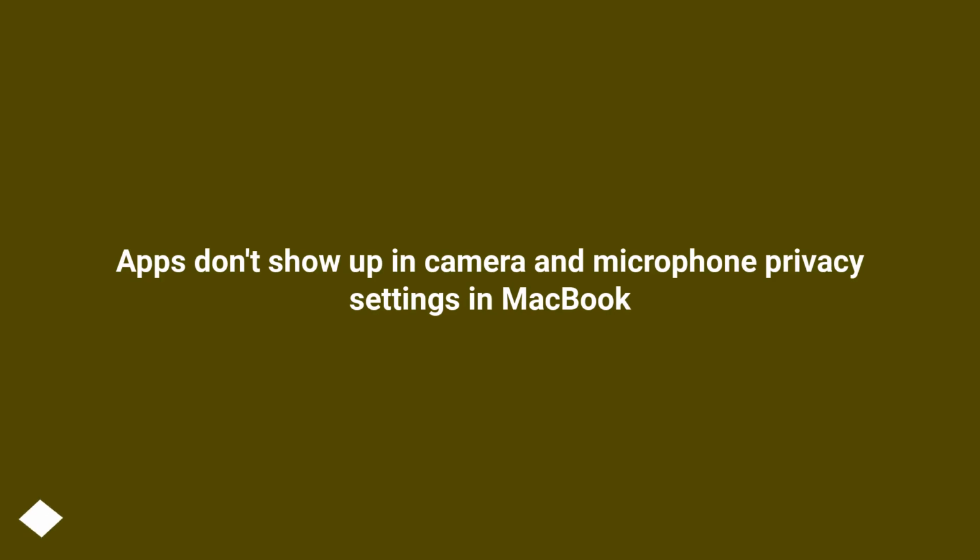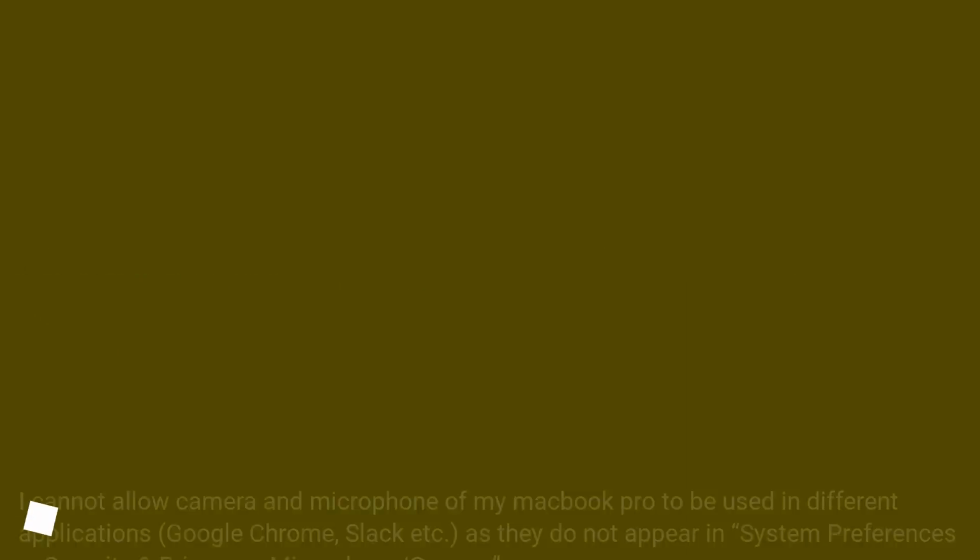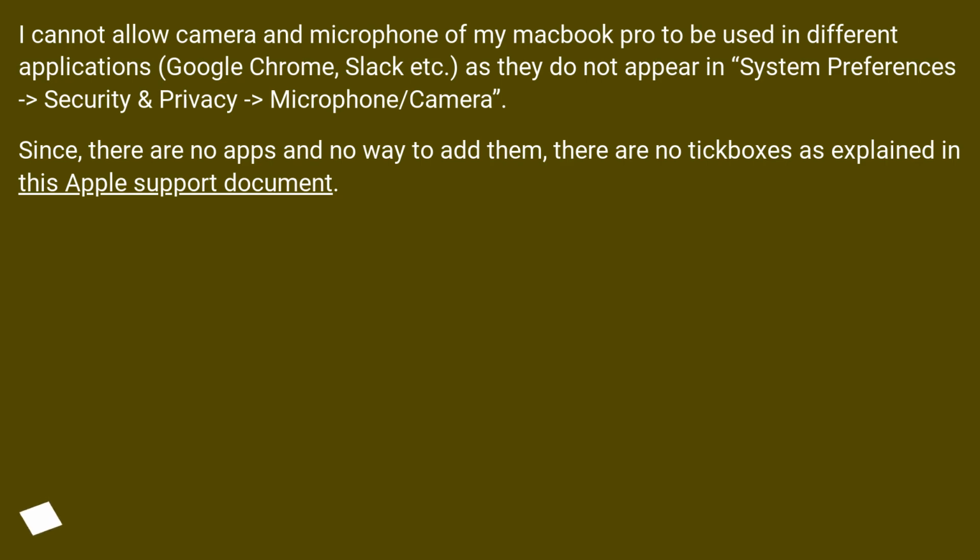Apps don't show up in camera and microphone privacy settings on MacBook. I cannot allow the camera and microphone of my MacBook Pro to be used in different applications, Google Chrome, Slack, etc., as they do not appear in System Preferences > Security and Privacy > Privacy > Microphone/Camera. Since there are no apps and no way to add them, there are no tick boxes, as explained in this Apple support document.